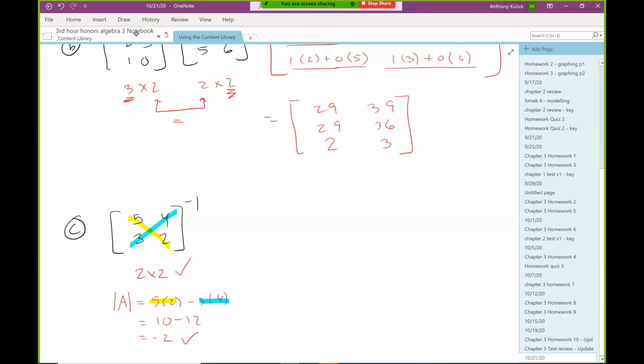Fatty? Right. If it equals 0, you can't take the inverse. Okay. Everybody so far so good?